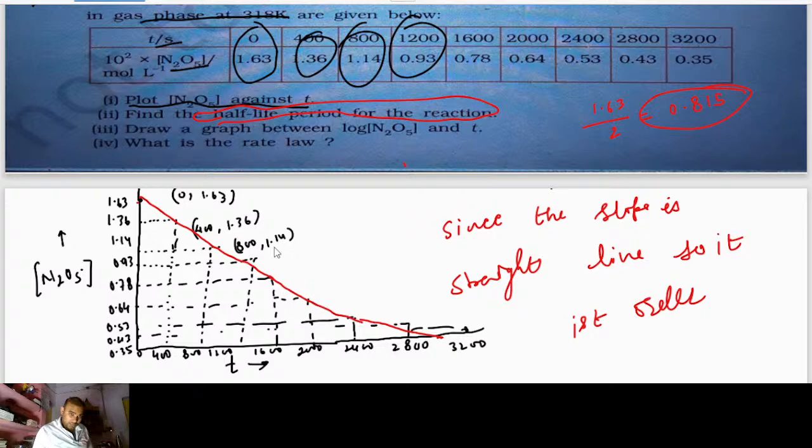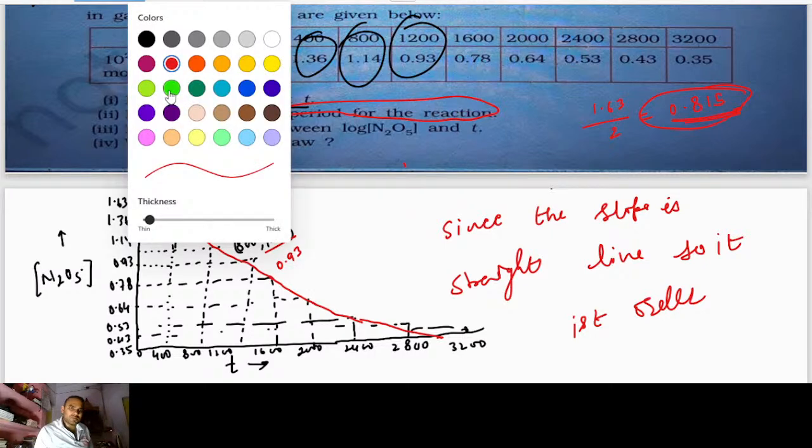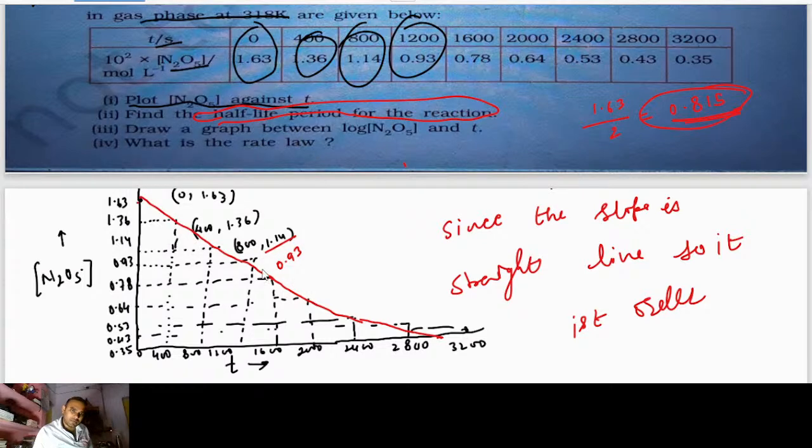Where will you match it? Here is 1.14, student. Here is 0.93. And we need this value, which is between 1.14 and 0.93. It means the value is going to appear here somewhere, student. This value is 0.815. So what is the time here, student?